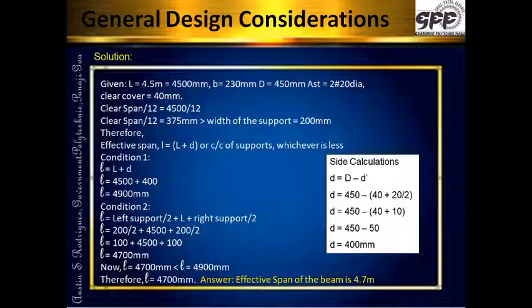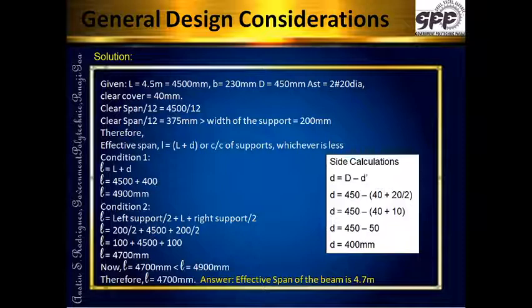Now as per the clause, we need to take clear span upon 12, so it becomes 4500 divided by 12. This comes to 375 mm, which is greater than the width of the support, which is 200 mm. So over here the clear span upon 12 is greater than the width of the support.